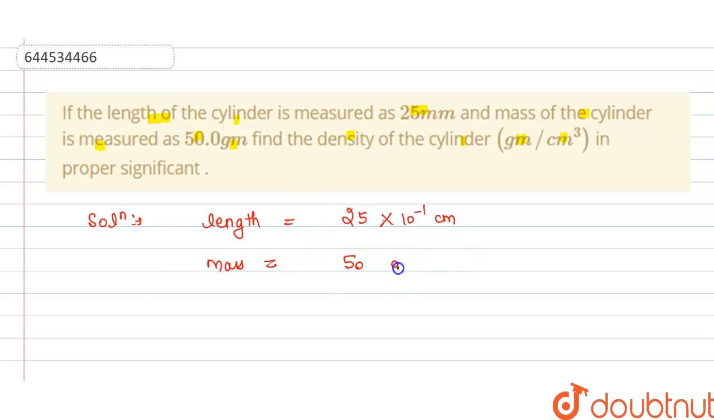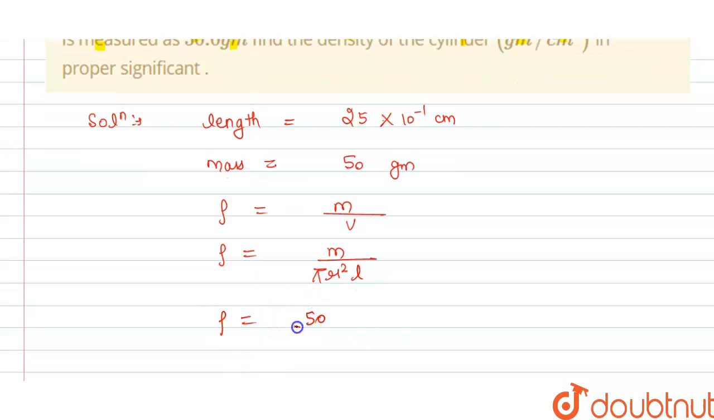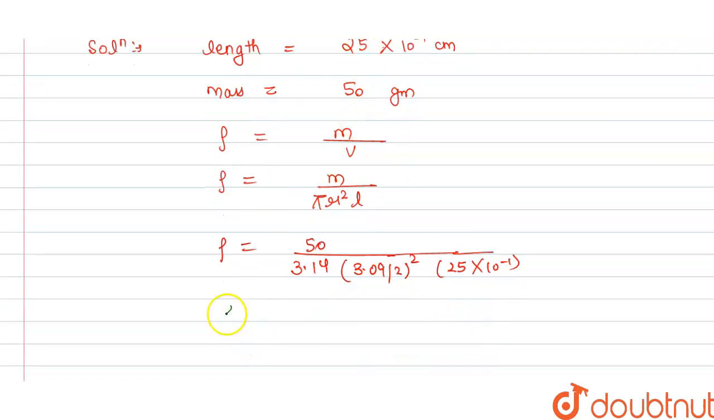So this is 50 gram here, and we have the density is equal to mass divided by volume. So this is pi r square h, pi r square l, as l is given here. So we have the density is 50 divided by 3.14, and r square is, this is 3.09 divided by 2 square, and we have the length is 25 multiplied by 10 power minus 1. So from this we get density is equal to 2.7 gram per centimeter cube, and this is the answer for the question.